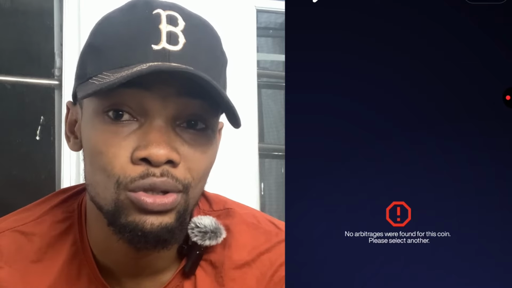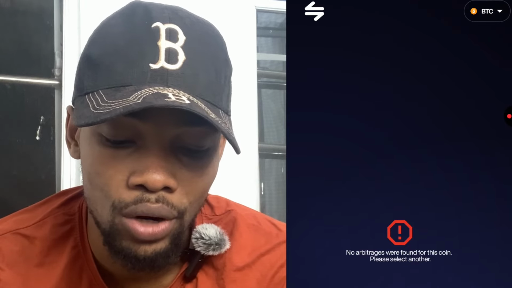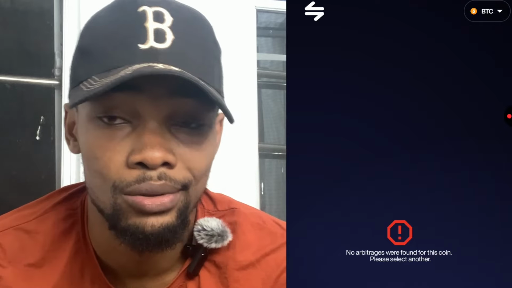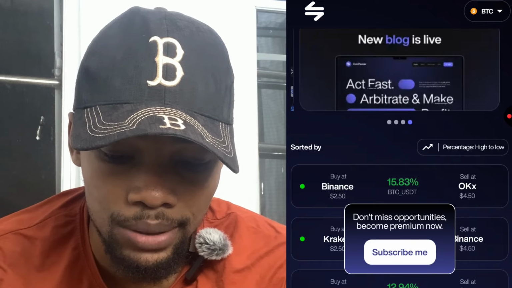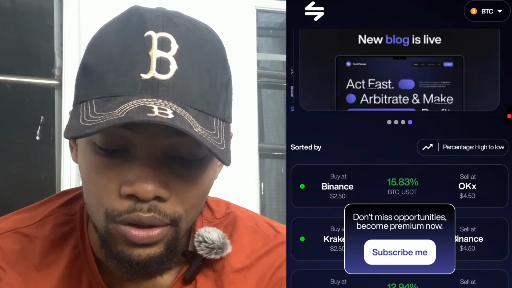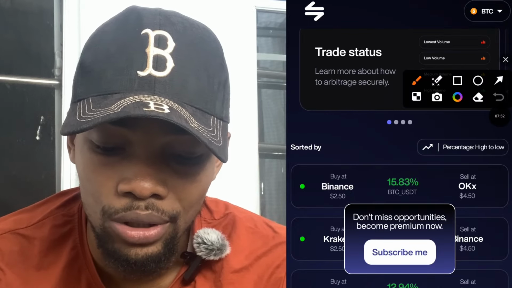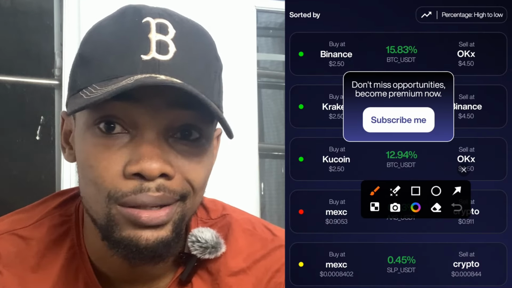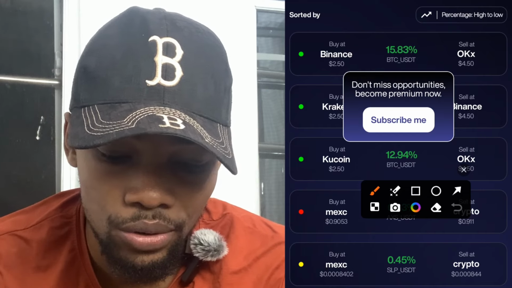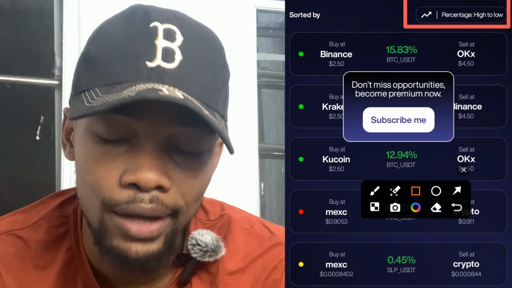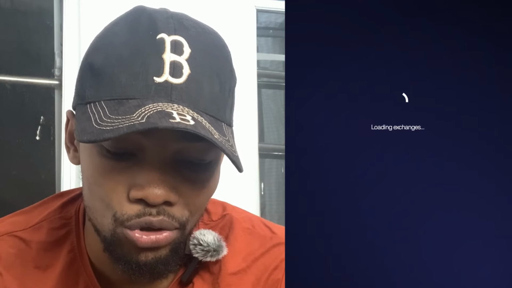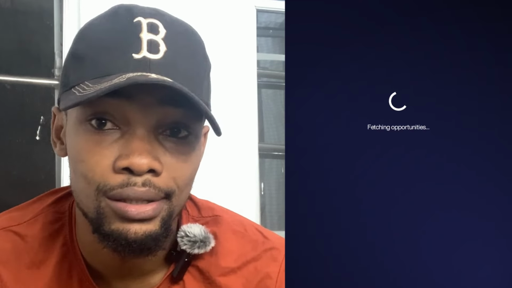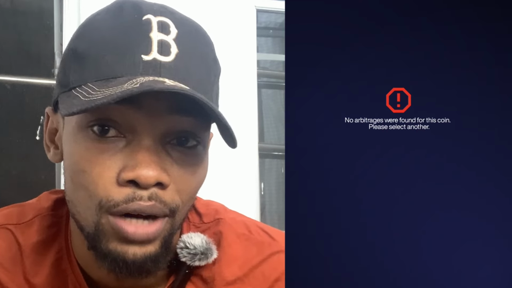Because I'm not subscribed, you're going to see no arbitrage were found for this coin. Please select another. All right. So that's one thing about the Coinpeeker app, and this is what you need to understand. I believe without subscription, you are going to be locked out. There are many things you are not going to see. This place where you see percentage high to low, you can change it from low to high. But even if you change it from low to high, it's not going to show you anything. It's going to remain static. This is because it is not subscribed yet.